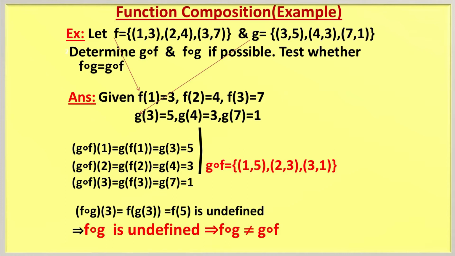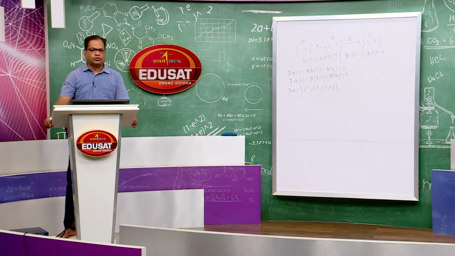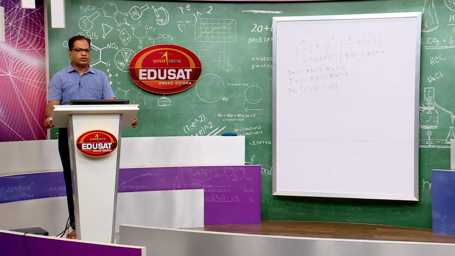It is equal to domain of G, and domain of G is 3, 4 and 7. So, F composition G of 3 is equal to F of G of 3, and G of 3 is 5, but there is no F of 5. So, F of 5 is undefined. Here again F composition G is undefined. So, F composition G is not equal to G composition F. So, we discussed two examples where function composition is not commutative.